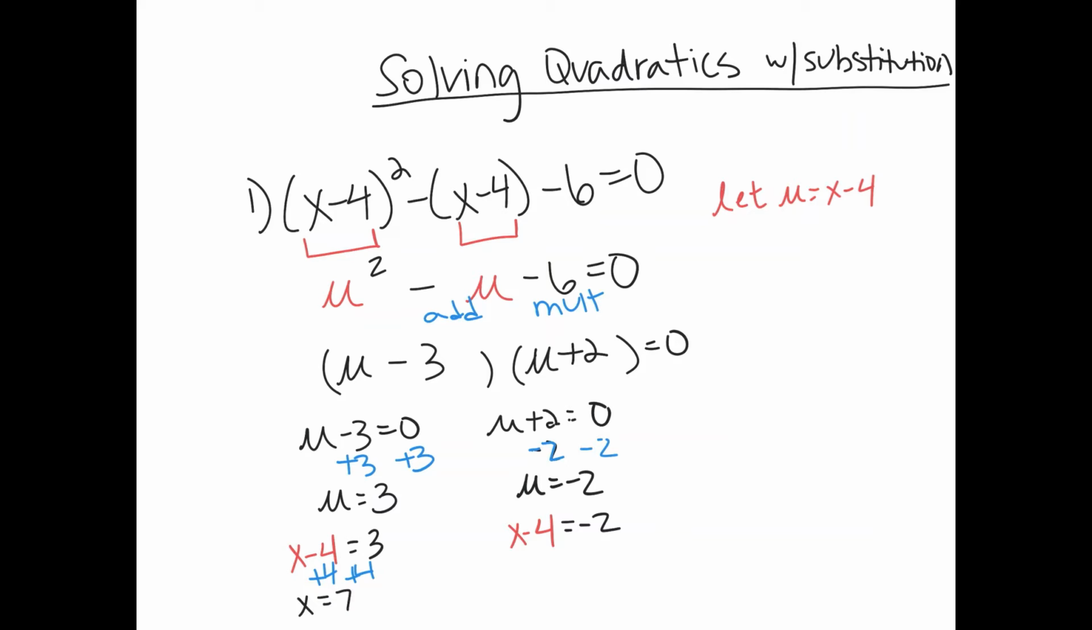3 plus 4 is 7. x minus 4 equals negative 2. Add 4 to both sides. And x equals positive 2.